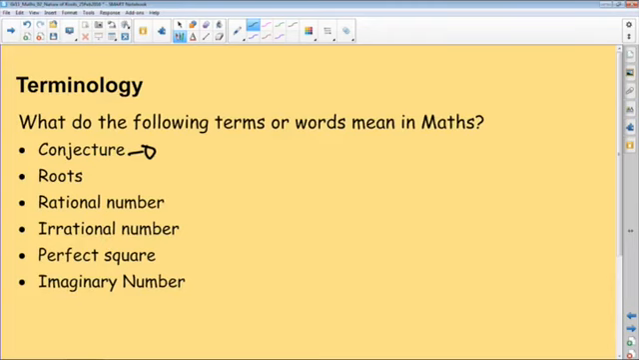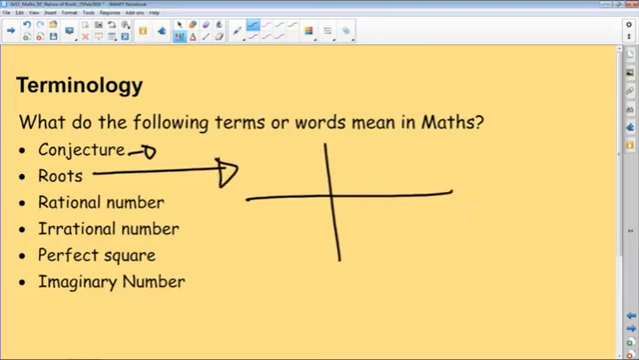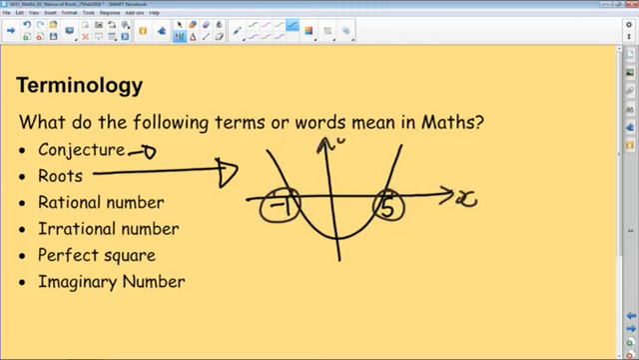And then with your roots, if you have, for instance, this is your graph, that's -1 maybe, and then that's a 5. So we call these guys, the 5 and the -1, the roots of this quadratic function. So this is x, and then that is y.